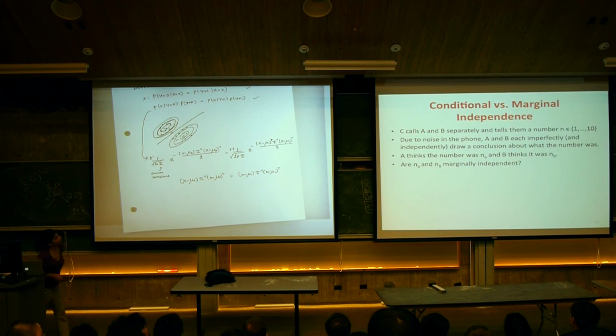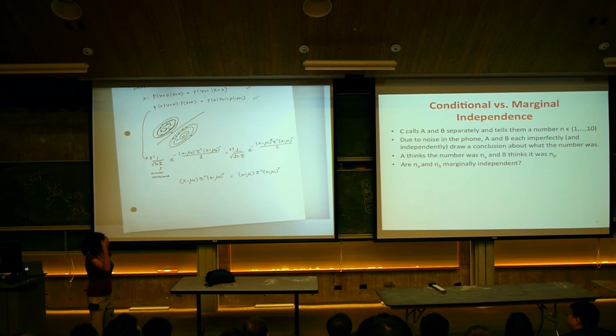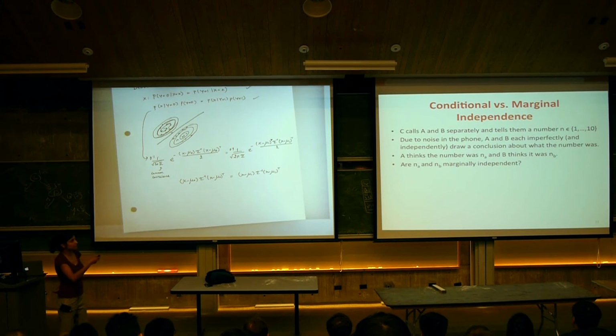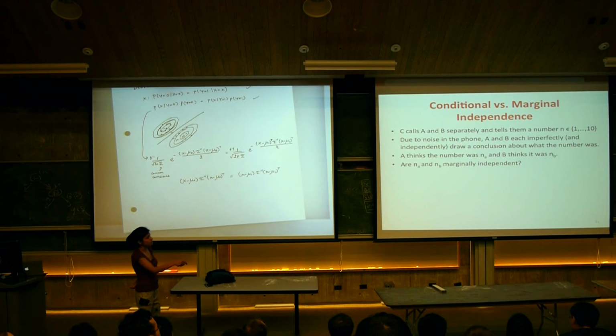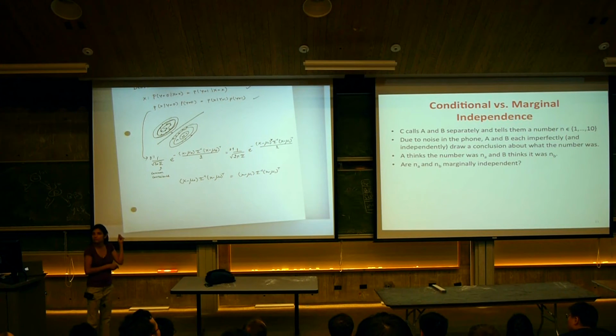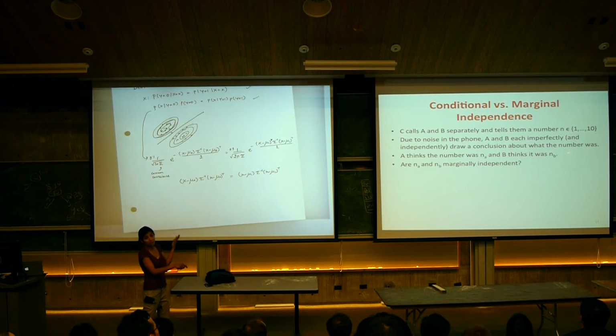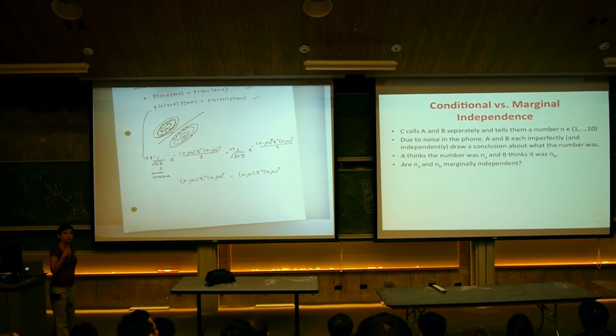Here's another example, which is similar to the coin tossing example I was talking about. Say C thinks of a number and calls A and B separately and tells them what number it has thought of between 1 and 10, right? And due to noise in the phone, A and B each independently draw a conclusion about what the number was. Okay? Now, A thinks the number was NA and B thinks the number was NB. Are they marginally independent? NA and NB? What do people think?